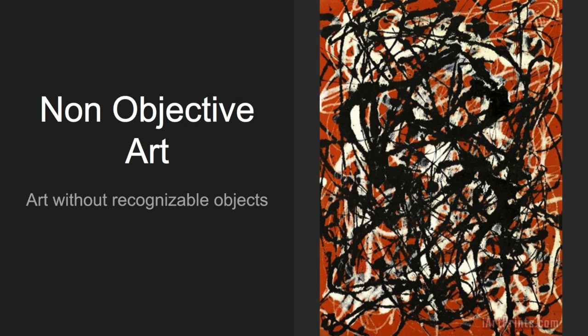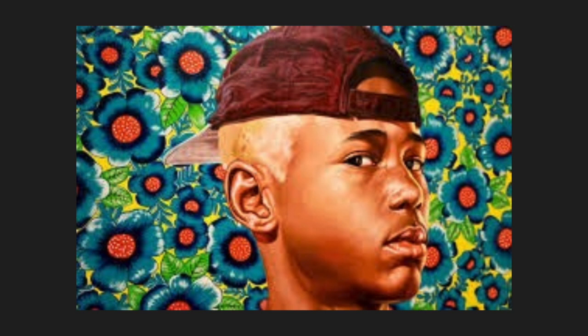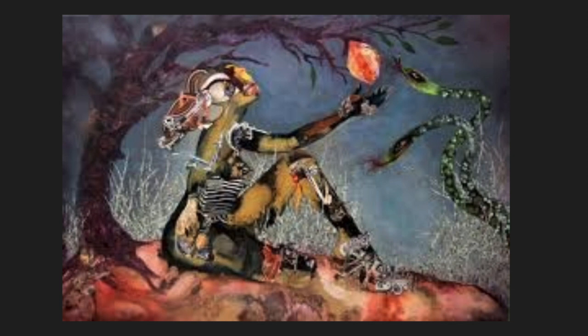This is a painting with industrial paint by Jackson Pollock, very famous American painter. Non-objective, no recognizable objects. Now, representational art, art that looks real. This is a portrait by artist Kehinde Wiley. Abstract art, art that doesn't look real, but you can tell what it is.